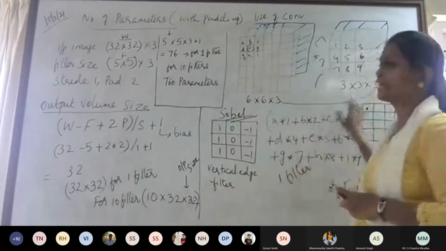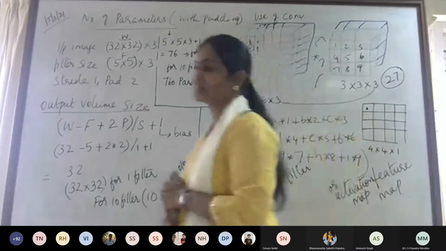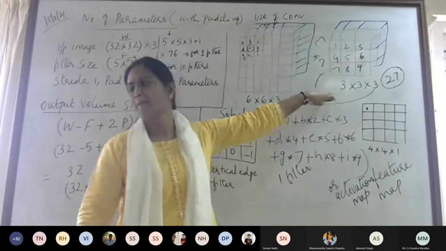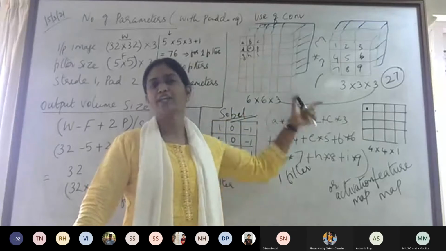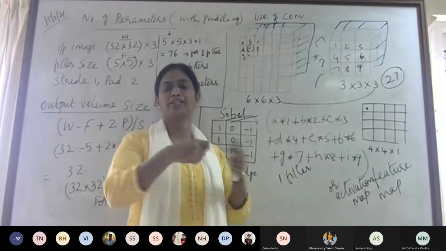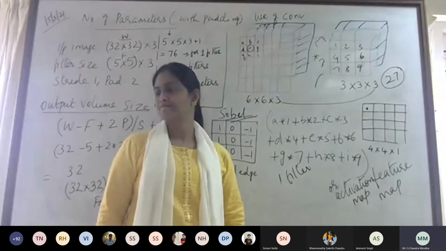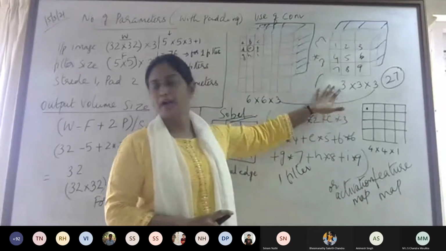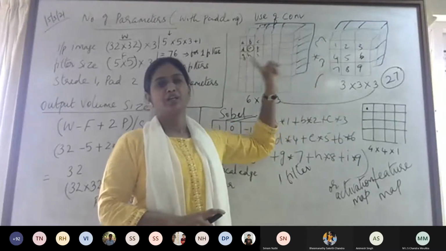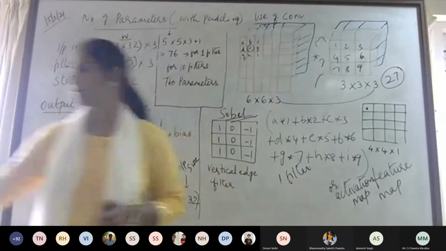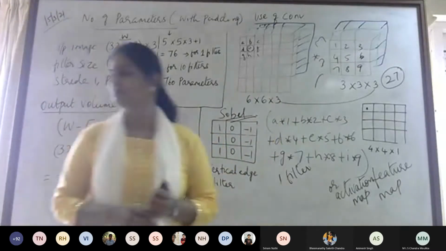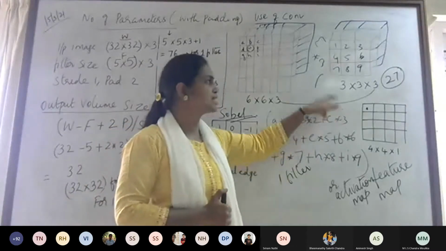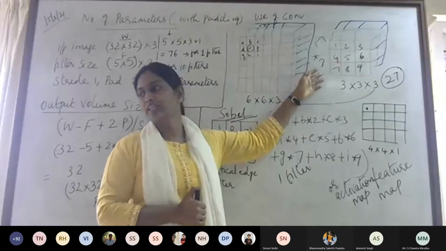How many parameters? Can anyone tell me? For this case, how many parameters? I have already written here. Can you just see, or you can calculate and tell? 28. Okay, 27 from the kernel part plus 1 from the bias. Alright, so there are totally 28 parameters coming from a 3x3 kernel.